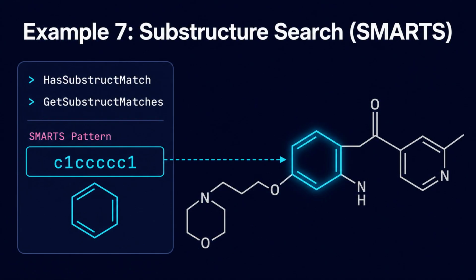Example 7 demonstrates substructure searching using SMARTS patterns. SMARTS is a language for specifying molecular patterns. Create a pattern for features like a benzene ring, then use mol.HasSubstructMatch to check if a molecule contains it, or mol.GetSubstructMatches to find all occurrences. Essential for filtering compound libraries.